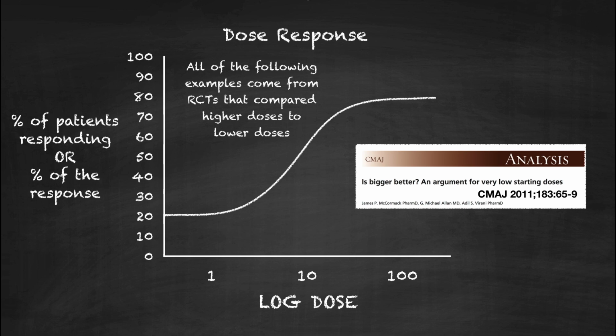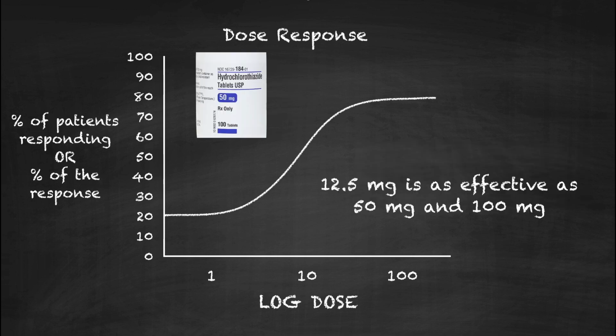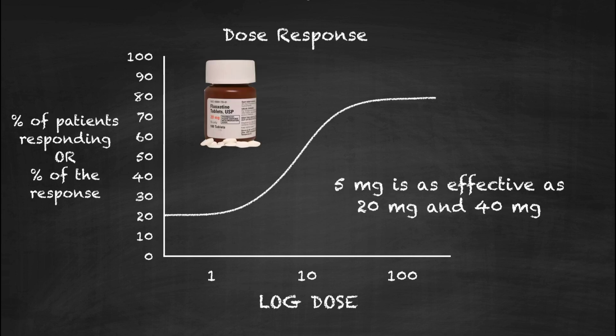Now, not every medication has RCTs of higher doses and lower doses, but these are just a few examples that I think will be somewhat informative. For instance, hydrochlorothiazide, when it first came on the market many, many years ago, we actually used doses upwards of 200 milligrams. But now we know, at least for the blood pressure lowering effect, that 12.5 is as effective as 50 and as effective as 100 milligrams.